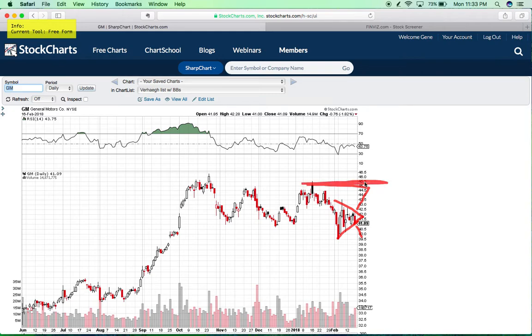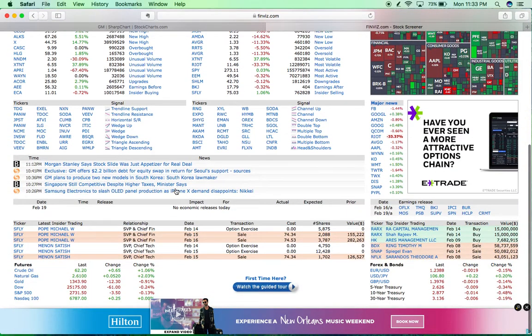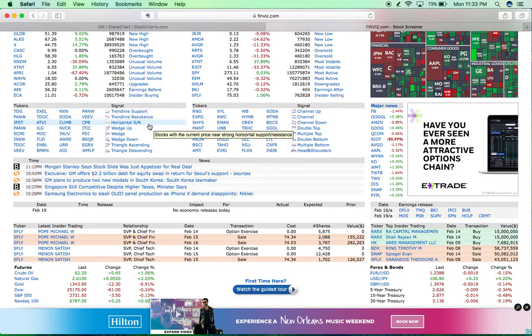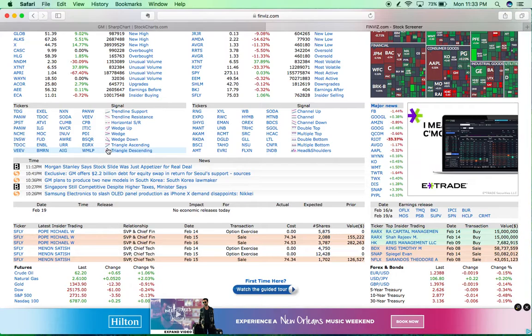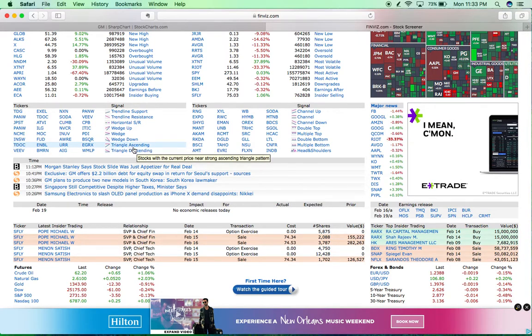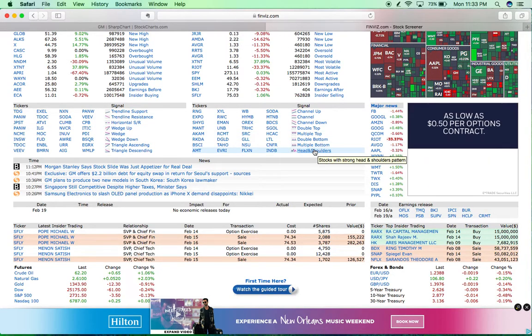So you can learn more about chart patterns. Actually, the easiest way is to go back to our friend Finviz. Finviz has preset chart patterns for you. There's a wedge up, and it even shows you the little diagram there. There's ascending triangles, descending triangles, wedge down, wedge up, head and shoulders. There's also inverse head and shoulders on here that is on the screener.